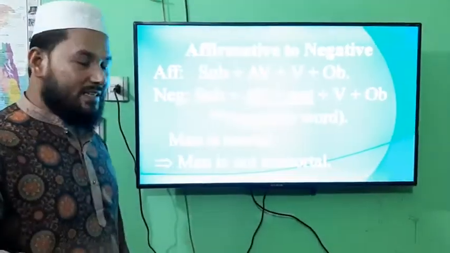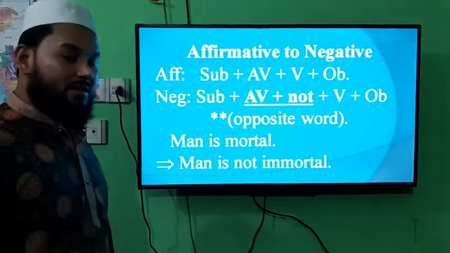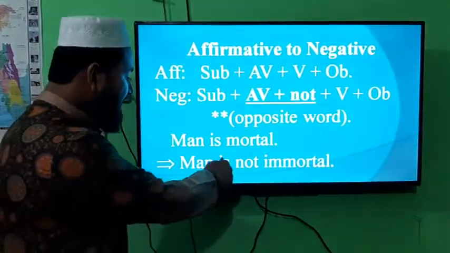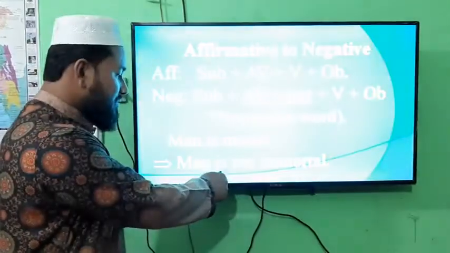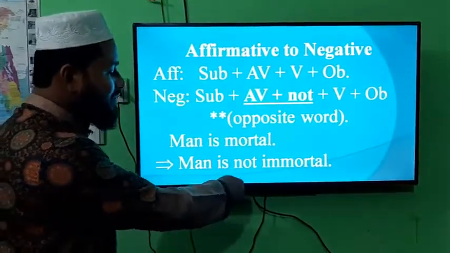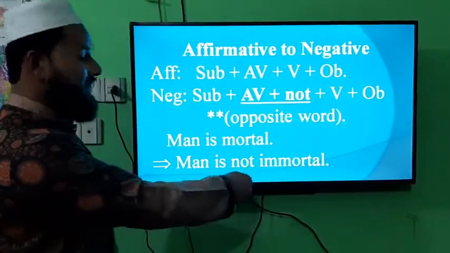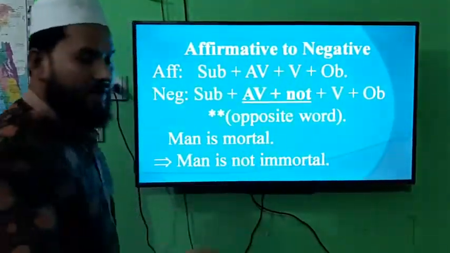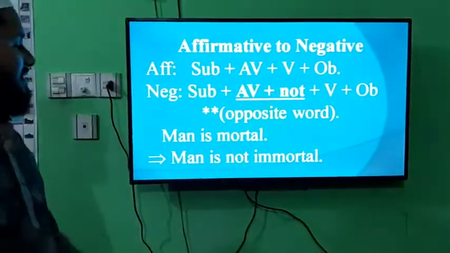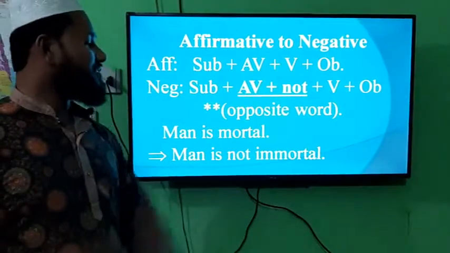If I explain, be cautious about it. Here is is an auxiliary verb. So here we input not after is, and we made an opposite word also. What? Mortal. What is the opposite of mortal? Immortal. So the sentence is man is not immortal.